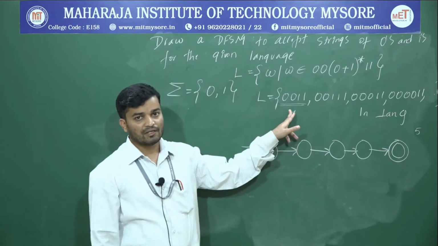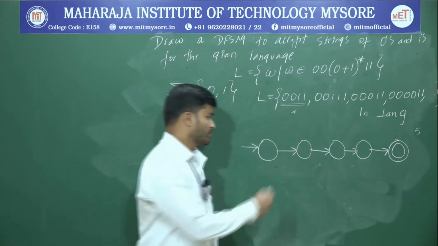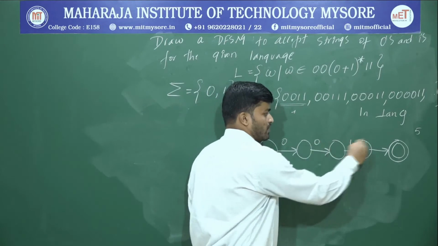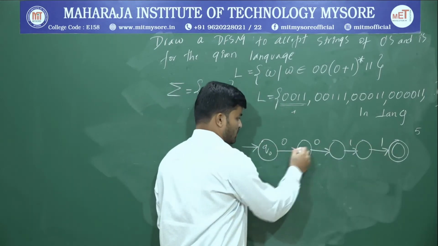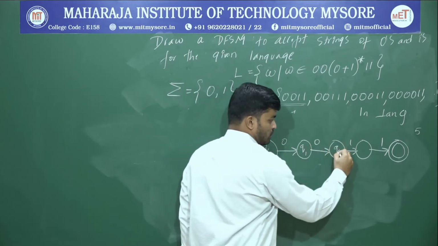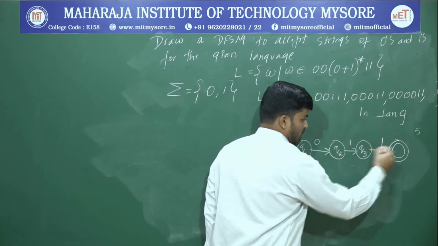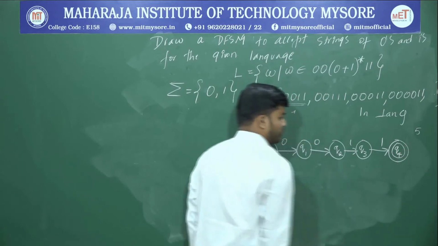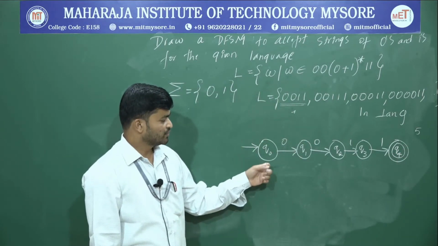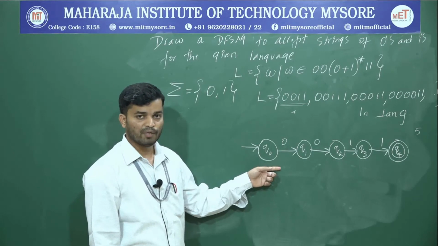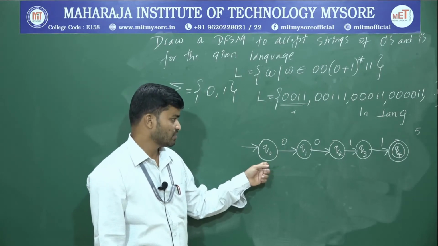Okay. Next you rewrite your minimum length string as it is, 0 0 1 1. Next, name this one Q0, Q1, Q2, Q3 and Q4. Now this one is called as what? Skeleton. Now I have to build what? Muscle. I will build the muscle on the same skeleton.